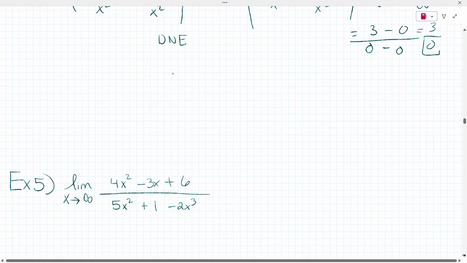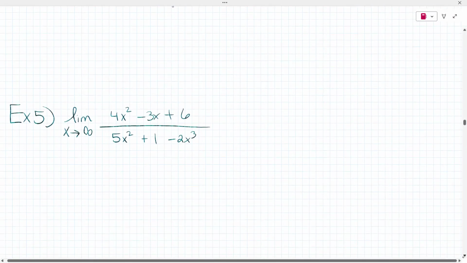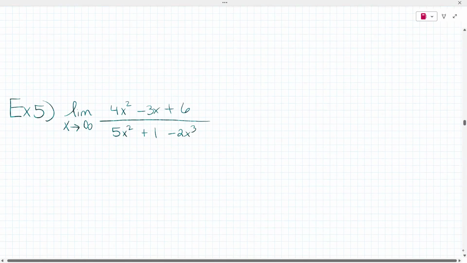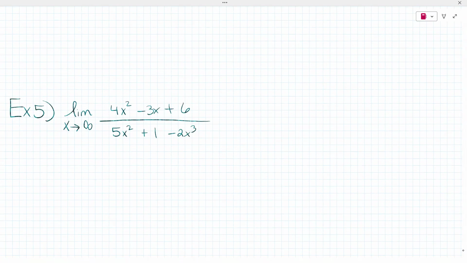Okay, let's move on to example 5. What is the limit as x approaches infinity of 4x squared minus 3x plus 6 over 5x squared plus 1 minus 2x cubed? So, what is the highest term on the numerator? The highest term on the numerator is 4x squared. The highest term on the denominator is negative 2x cubed. So be careful, it's not in order on the bottom.